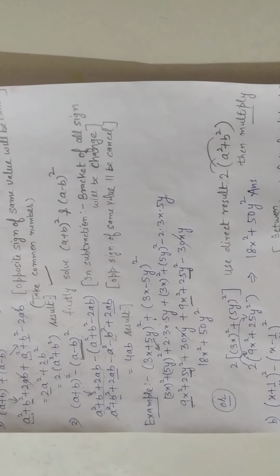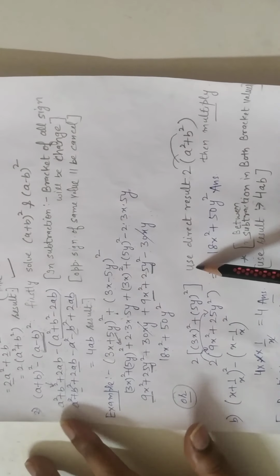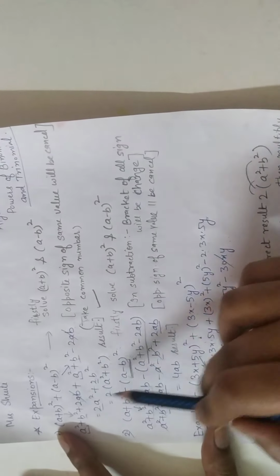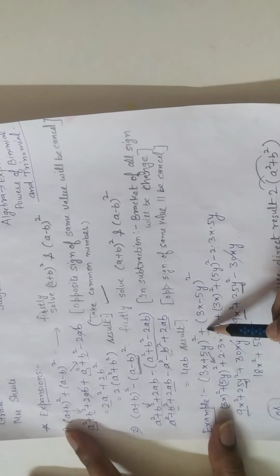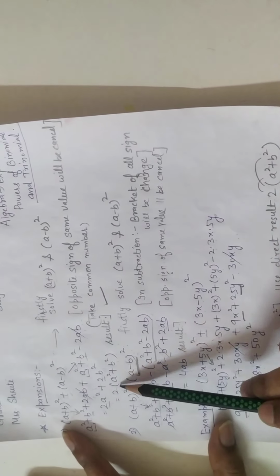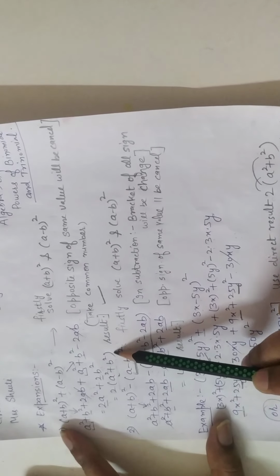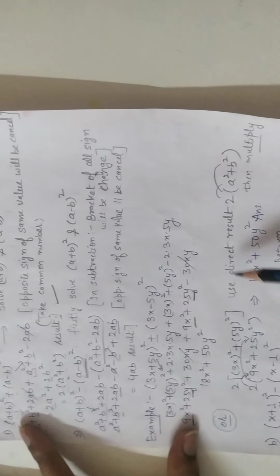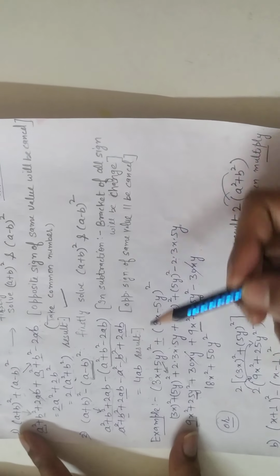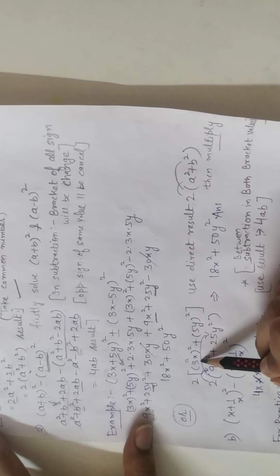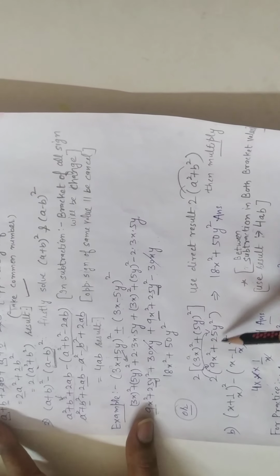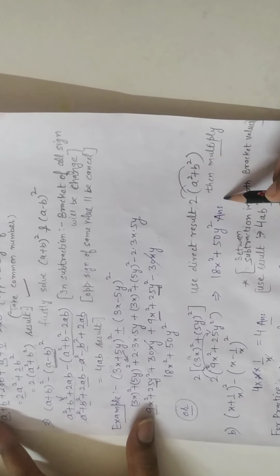Or what is the other way? Another way is you can use the direct expansion result. See, I have given these two expansions. Here is plus, so which expansion do we have to use? This one. And what is the result of this one? 2 into (a² + b²). So you just have to put in the values. This represents your a value and this represents your b value. So the a value is 3x and the b value is 5y. So put in the values and solve the calculations, and you can find the answer.